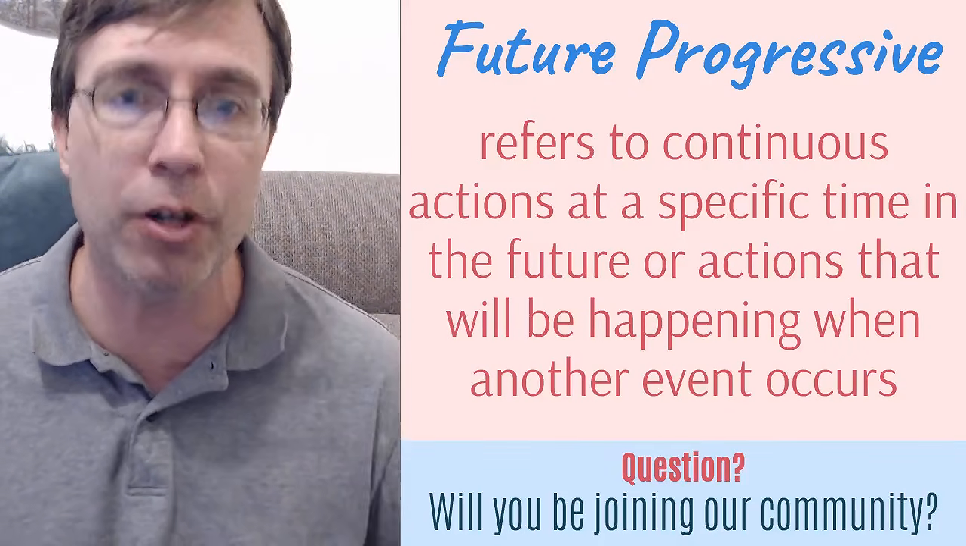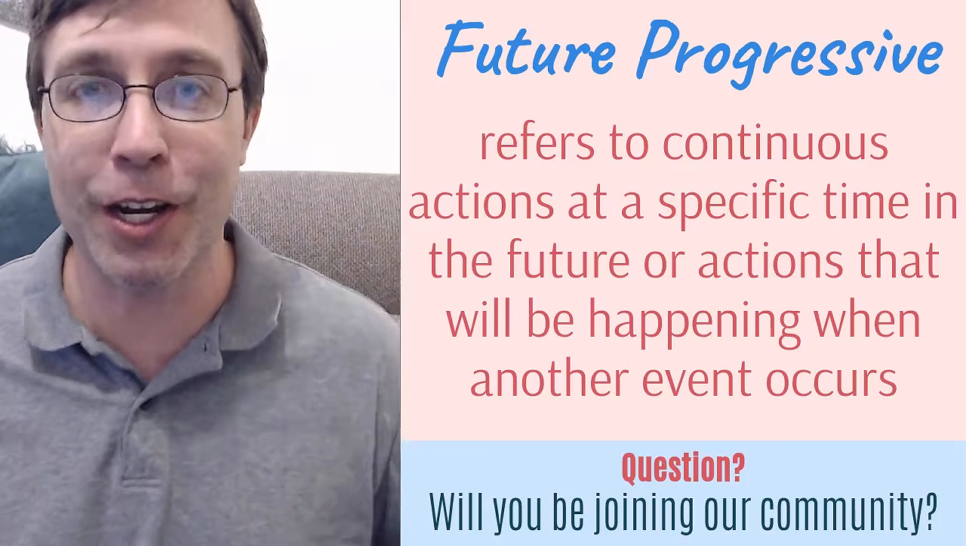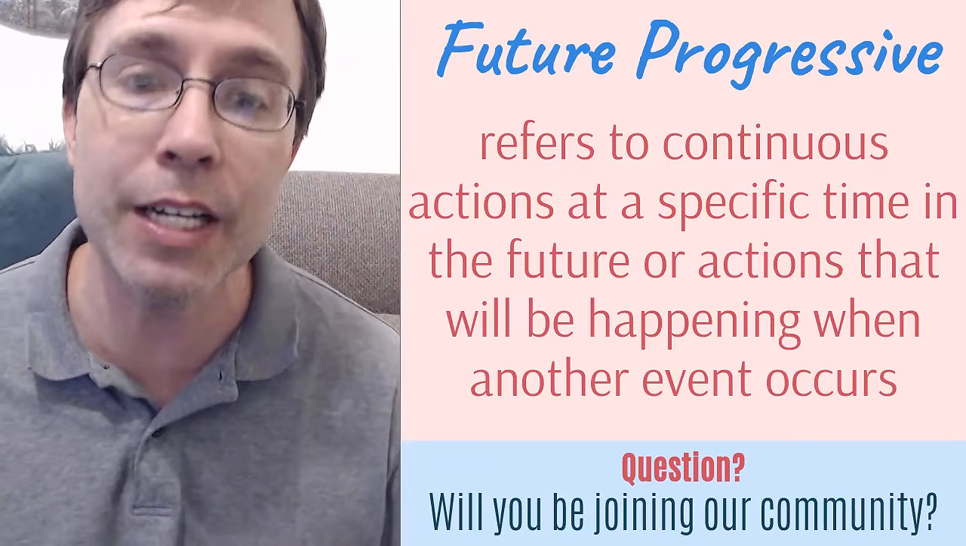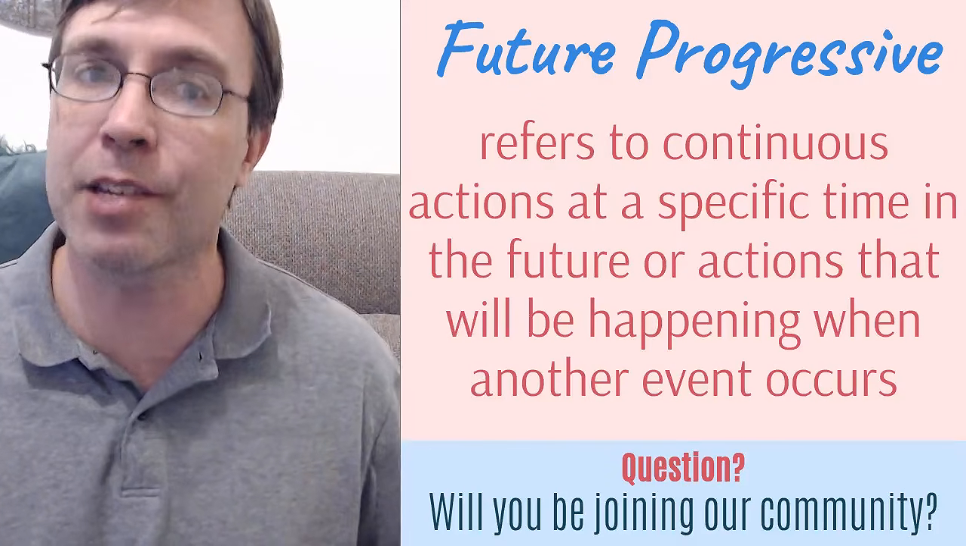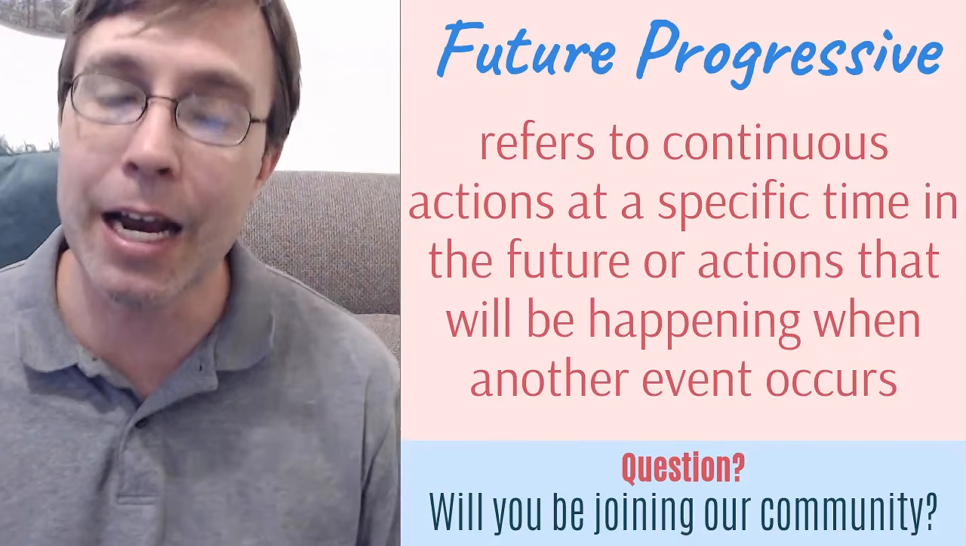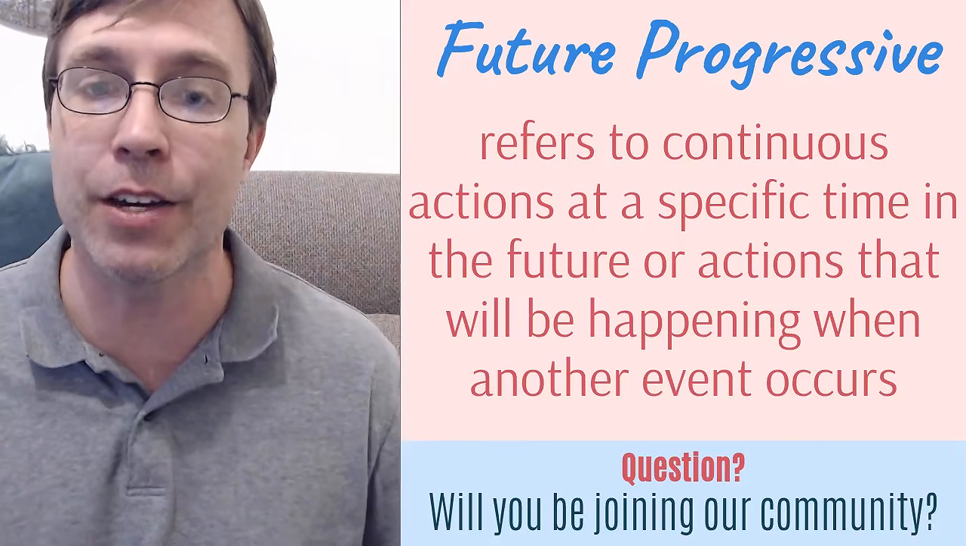So the future progressive, it's basically the opposite of the past progressive, but we're talking about the future, refers to continuous actions at a specific time in the future, all right, at a specific time, or actions that will be happening when another event occurs.